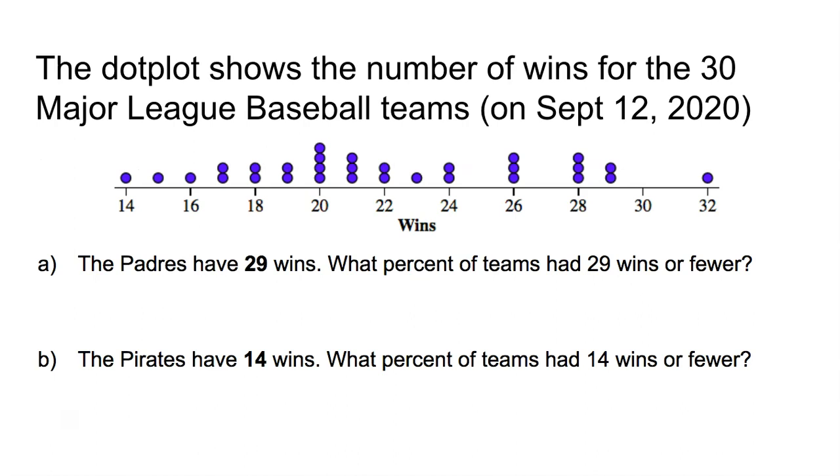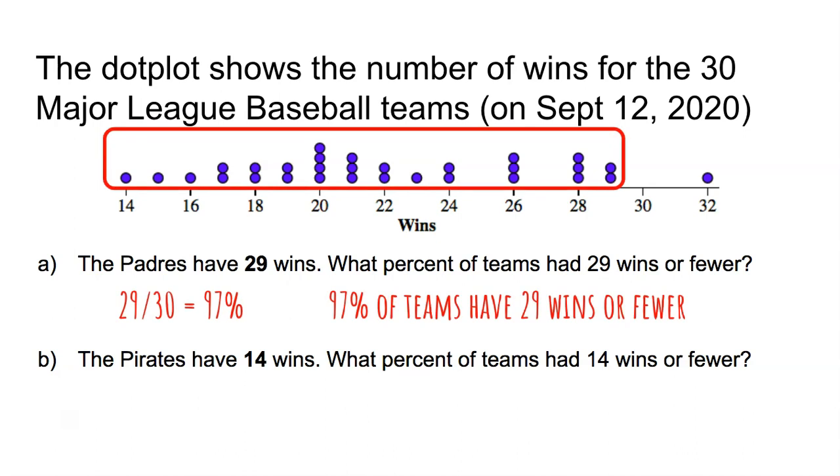Here's a dot plot that shows the number of wins for the 30 Major League Baseball teams as of September 12th, 2020. The Padres have 29 wins. What percent of teams had 29 wins or fewer? To calculate that, we'd count how many dots are 29 or fewer. There's 30, so 29 divided by 30 is 97%. So we'd say the Padres with 29 wins are at the 97th percentile, which to interpret, we'd say 97% of teams have 29 wins or fewer.